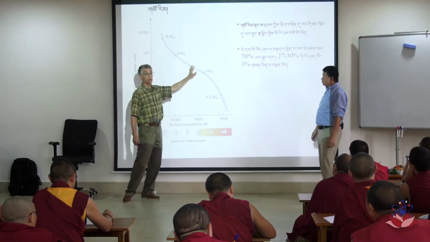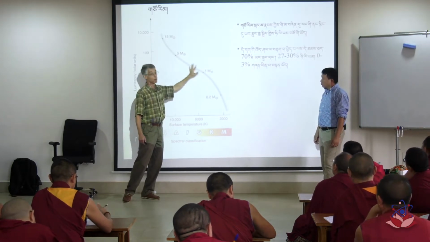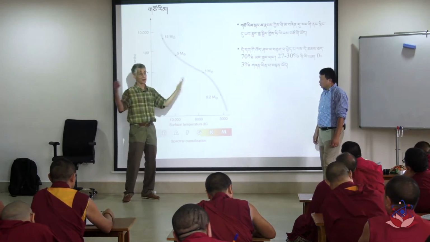So stars have a lot of hydrogen available to them for making helium and producing energy.